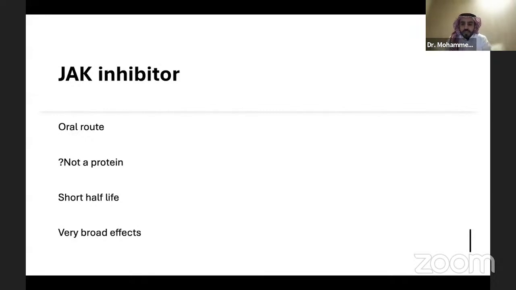And the beauty about them is that if you have a patient with IBD and a very inflamed gut, the dosing of the JAK inhibitor will not be affected, and they will reach the target. They have a short half-life, but the problem with them is they have very broad effects. That's why they are selectively reserved for refractory IBD, and hopefully in time, as we target a specific JAK, they will be available for your first line or second line drug.